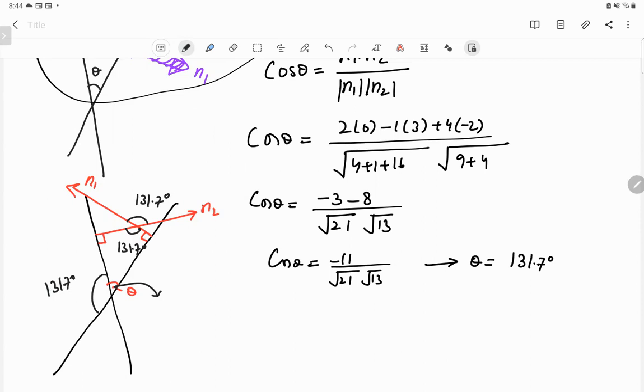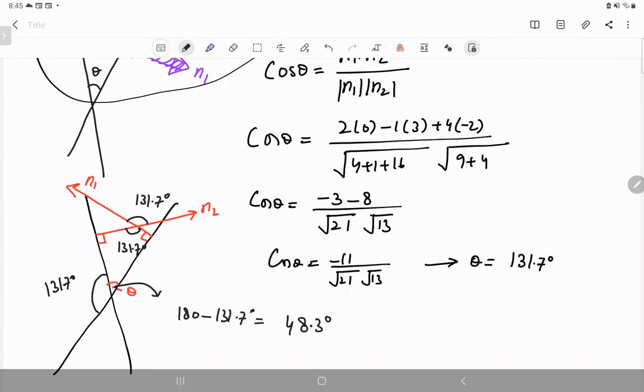And the acute angle between the two planes is equal to 180 minus 131.7. So this thing equals to what? Please tell me the answer. 48.3. So this is how we calculate it. Okay.